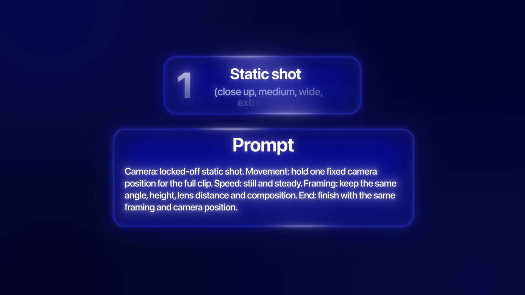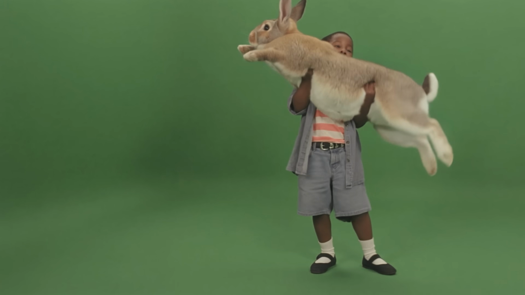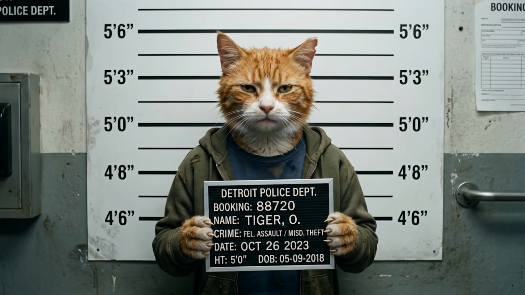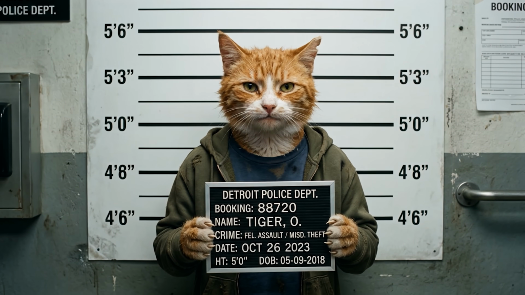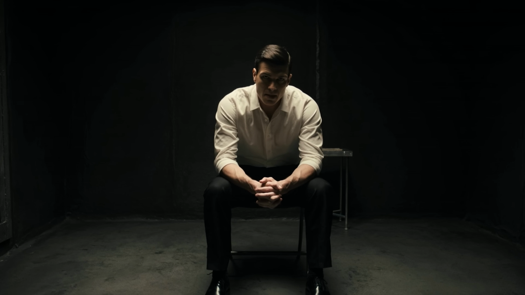And you can play around with close-ups, medium, wide, or extreme close-ups. With a static shot, the camera stays completely still. The camera gears are locked and they don't move a millimeter. It forces the audience to focus on the subject without distraction. Even with those limitations, you're still able to create different types of shots, like close-ups, medium shots, and even wide shots.